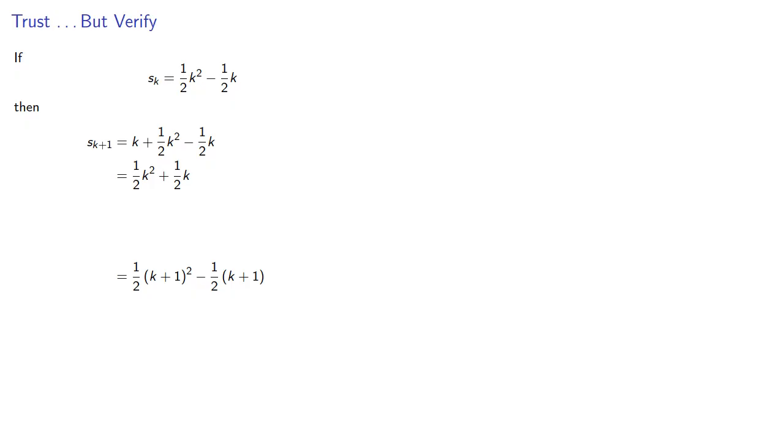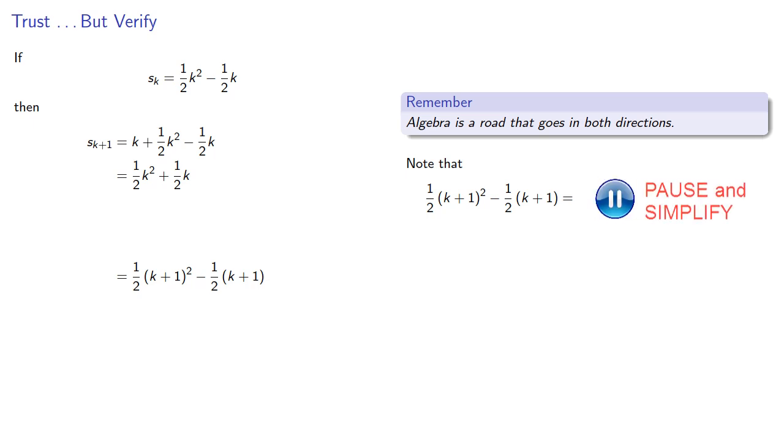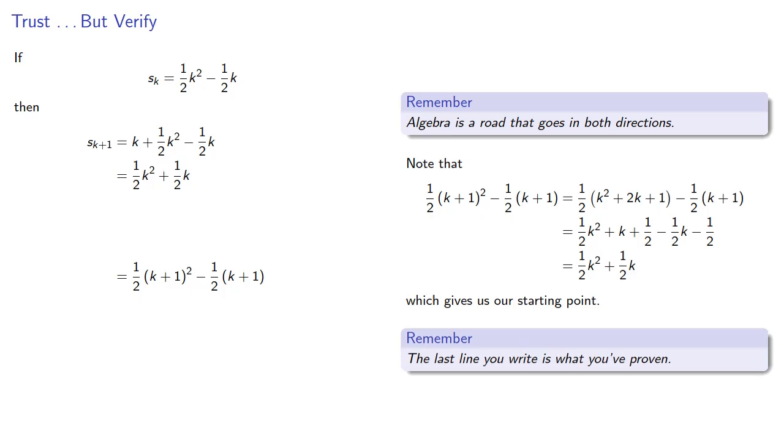And, well, remember, algebra is a road that goes in both directions. So if we take a look at our destination, we can do a little algebra, which takes us to our starting point. Now, remember, the last line you write is what you've proven. So we actually want to work our way backwards from our final line, back a step, back a step, and we know that that joins up the road, and so now this proves the induction step.